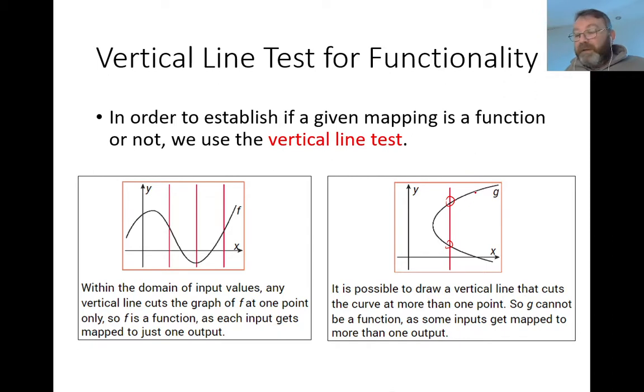Simple as that. So the vertical line test tests for functionality, meaning if you draw vertical lines, do they hit once or more than once? If they hit once only, forever, then it is definitely a function. But if there's any part of that graph that causes the vertical line to run through more than once, then it's not a function. Simple as that.